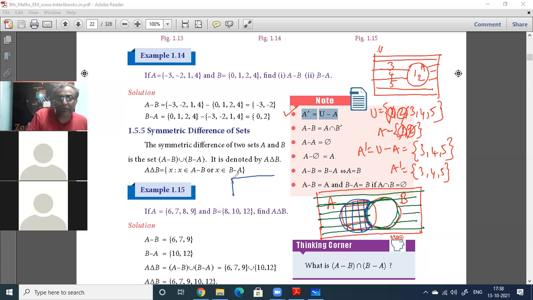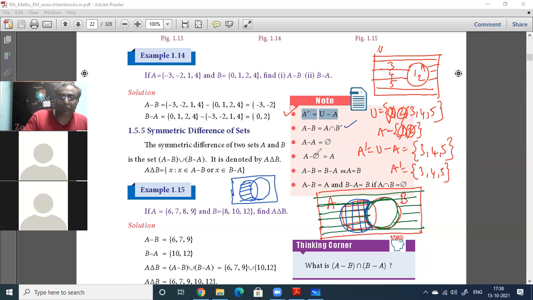Because what was A minus B? Initially what we found? This area we said is A minus B. Okay. Now same thing is coming. A intersection B complement is also the same thing. Okay, either way it comes. So A minus B is equal to A intersection B complement.